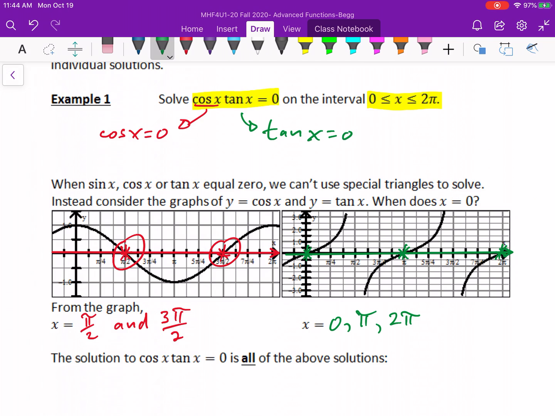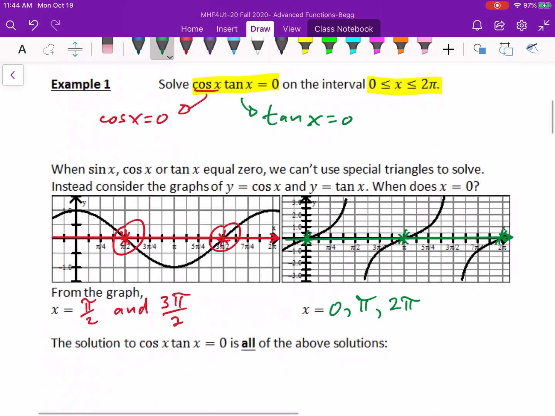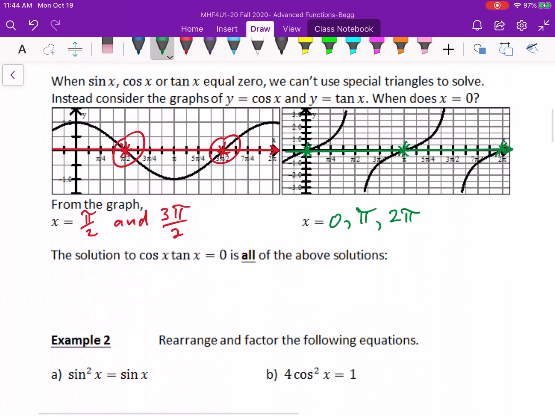And since the overall equation is cos x times tan x, if at any point cos x equals 0 or tan x equals 0, the overall equation is going to equal 0. That means that any one of these 5 solutions that I've identified is going to be a solution to the overall equation. So we should just group them all together then. And I would write them in order from least to greatest usually. So 0, pi over 2, pi, 3 pi over 2, and 2 pi. So it's the collection of all the solutions.